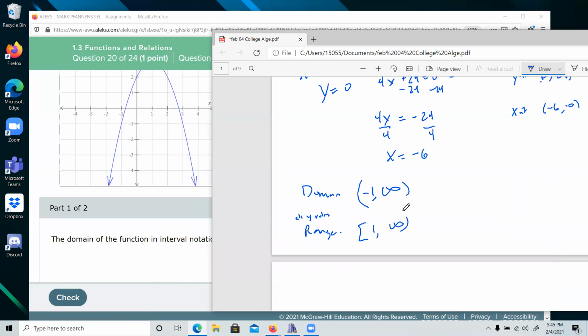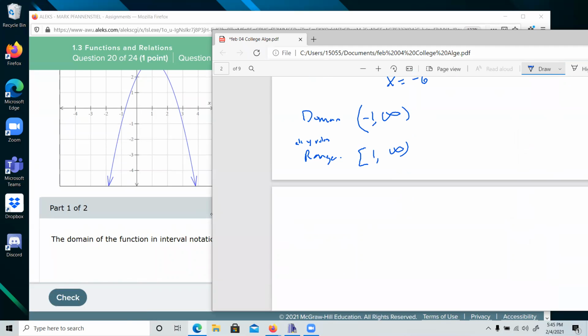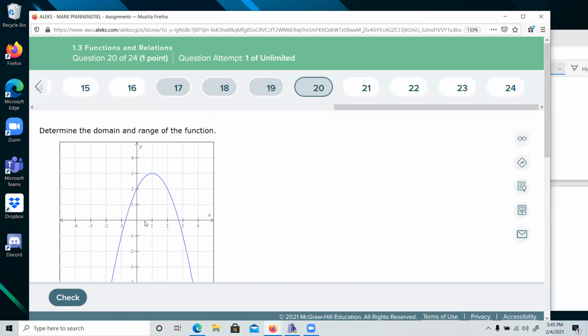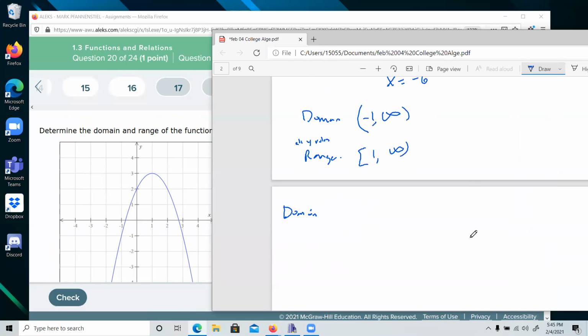Domain and range. This is actually an easier problem, I think. What are all the legal values of x? It's like a parabola facing down. Even if it's off the number line, if we go far enough, we'll find it. So the domain here is all real numbers.